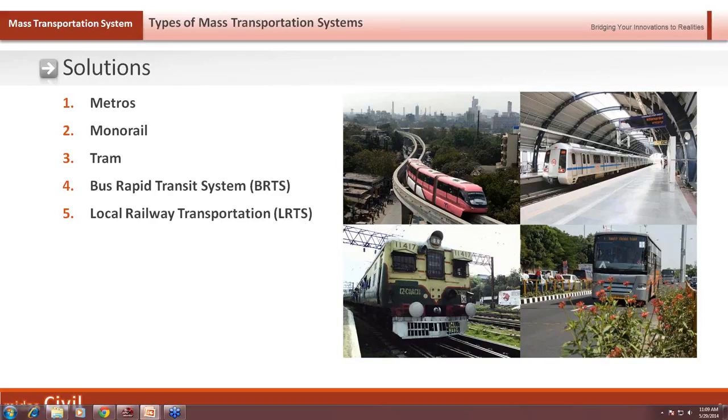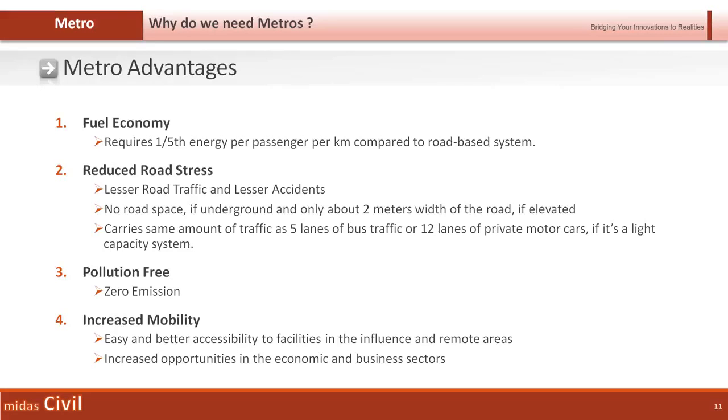So why do we require metros? What is the need of metros? First of all, metros are very cost effective. That is, they only require 1/5 energy per passenger per kilometer as compared to that of road-based system. So it leads in terms of fuel economy. Moreover, it also leads to a considerable decrease in road stress because it causes lesser road traffic and thereby leads to far fewer accidents.